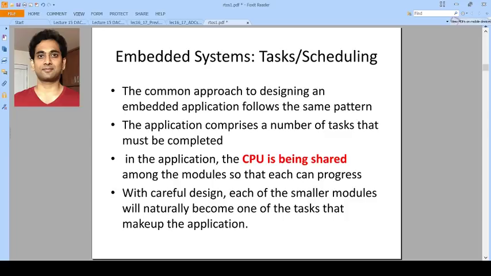Unless you are dealing with multi-core processors, in which case the fundamental idea is more or less similar, in single CPU, single processor systems, the processor has to be shared among the different modules. Okay, and then with careful design, if we switch between these tasks fast enough, each of these smaller modules or tasks will naturally become one of the tasks that make up an application.